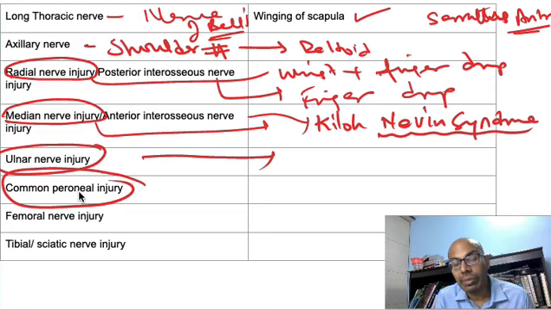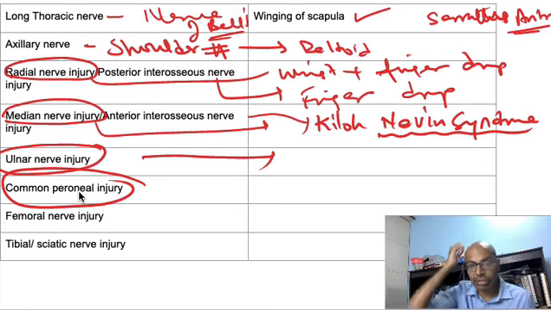Then you have the peroneal nerve, which is a part of the sciatic nerve. It's the most common portion of the sciatic nerve to be involved, and it will cause a foot drop because the tibialis anterior and the extensor group of muscles are affected, and the patient will not be able to lift the foot up. This is a very common injury. It's called a foot drop injury.